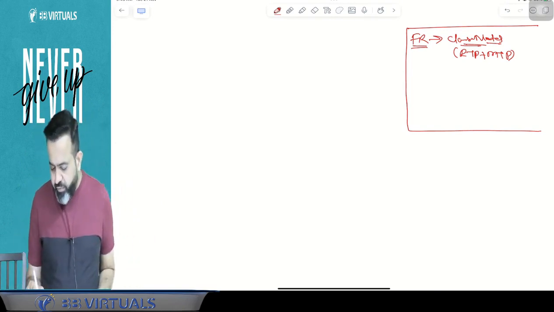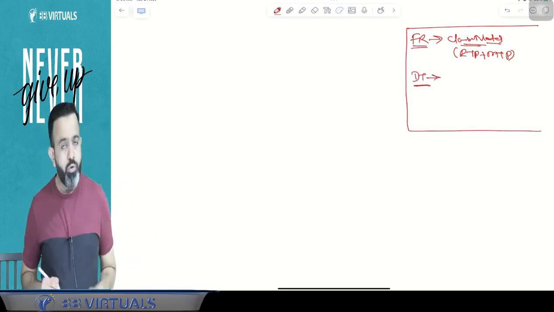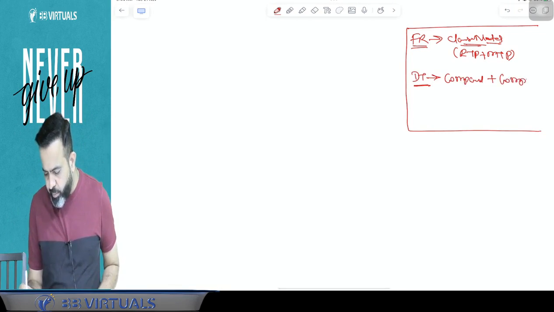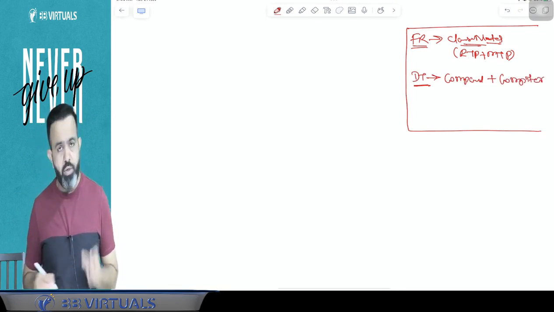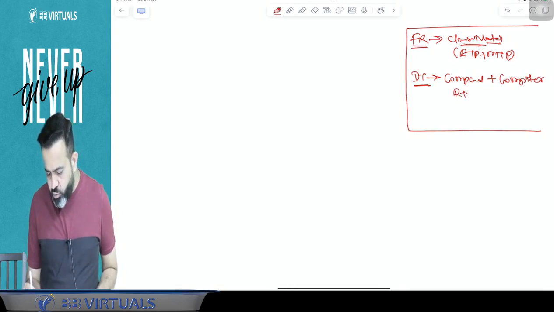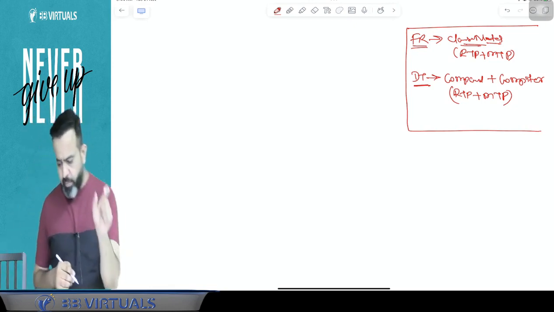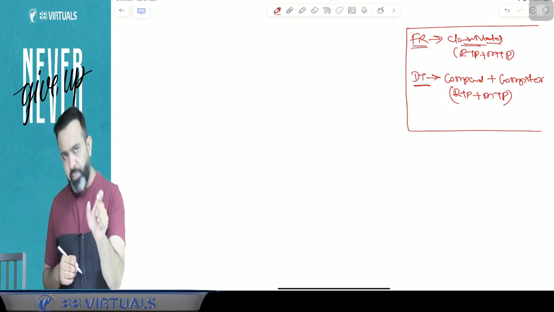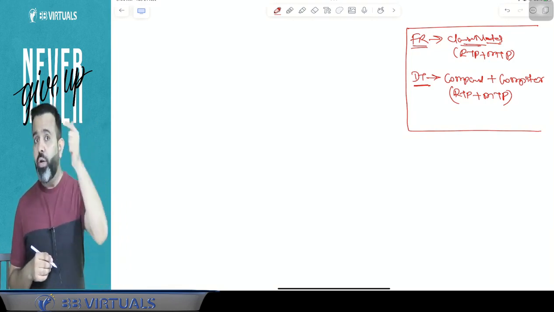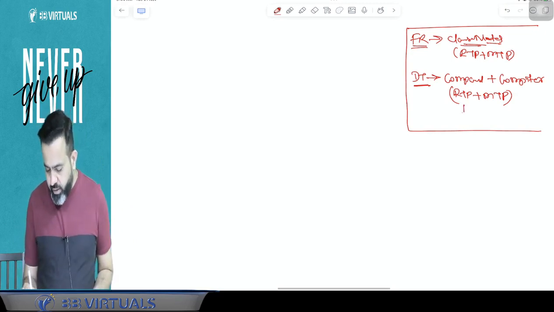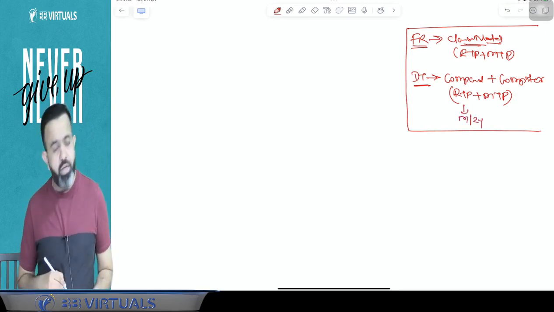Now in the same line, when it comes to Direct Tax, your paper number 4, just remember for this subject you have to follow the compact plus compiler, along with the RTP plus MTP. RTP means Revision Test Paper, MTP means Mock Test Paper. So compact plus compiler plus RTP plus MTP, of your examination only. If you are appearing for the May 2024 examination, then follow the May 2024 RTP.